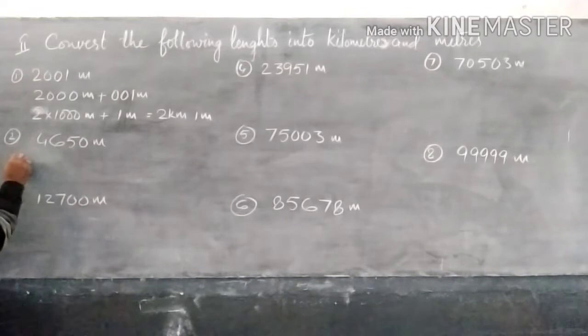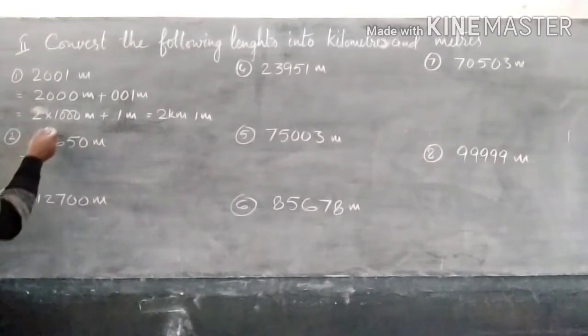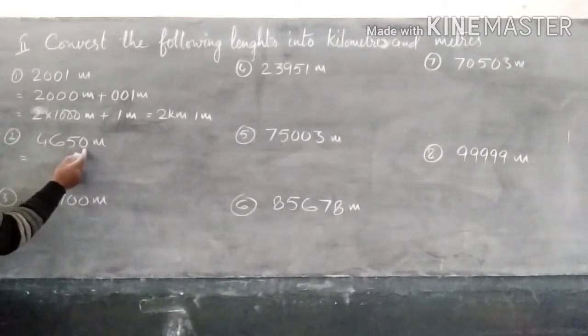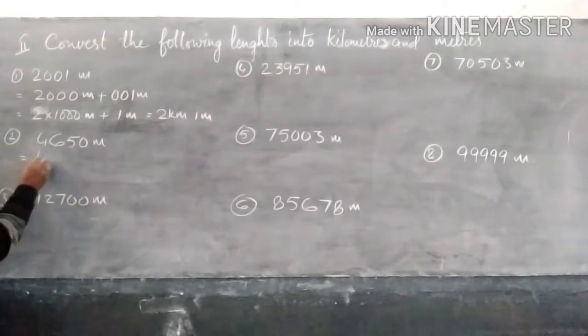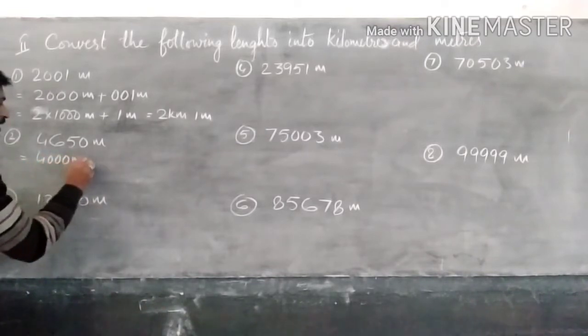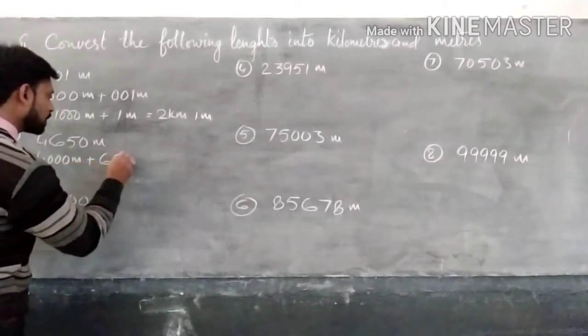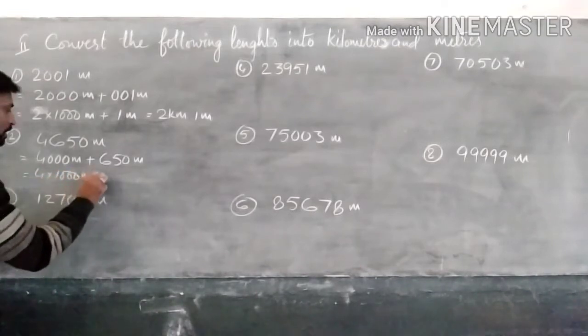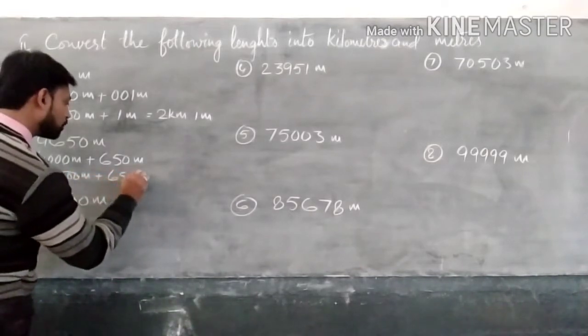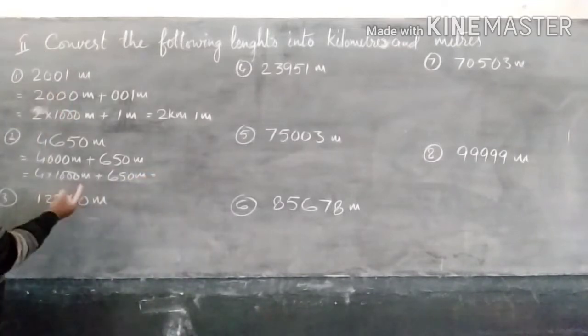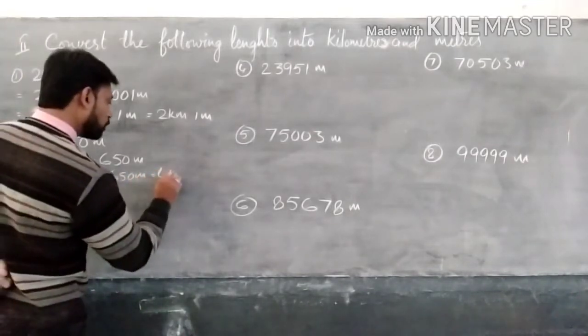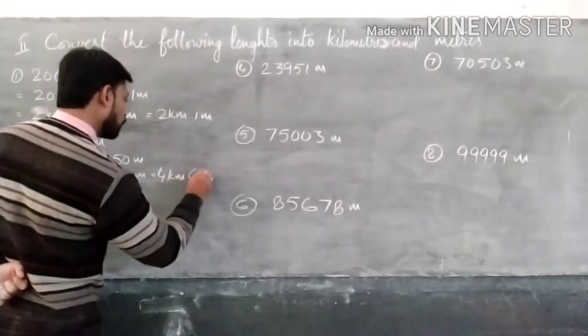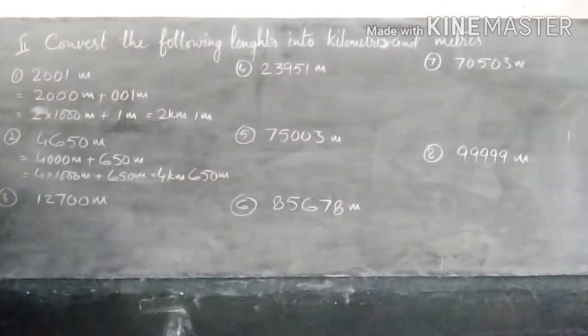Now the next question. See, we have to divide after 3 zeros. See, 1, 2, 3. So this is 4000 meters plus 650 meters. This 4000 can be written as 4 into 1000 meters plus 650 meters. So can we write 1000 meters as a kilometer? Yes, 4 kilometers and 650 meters. Is that clear?